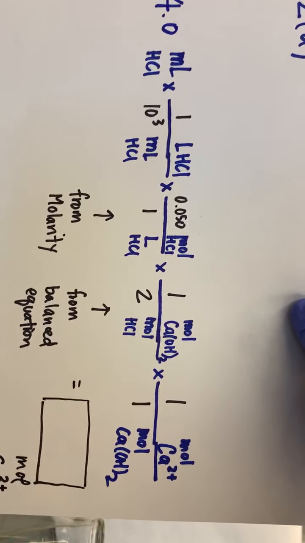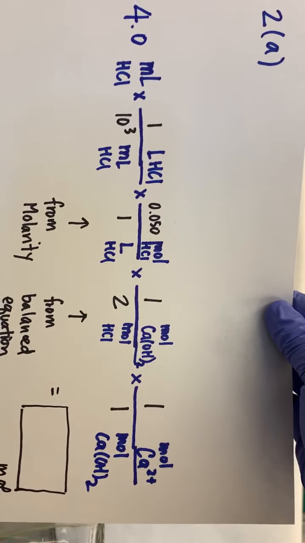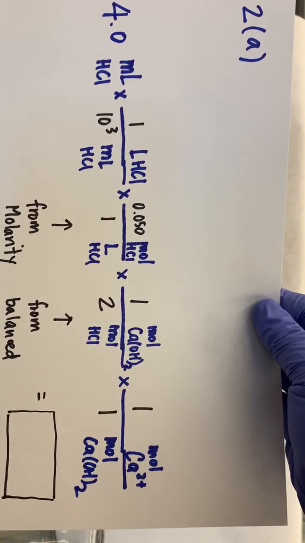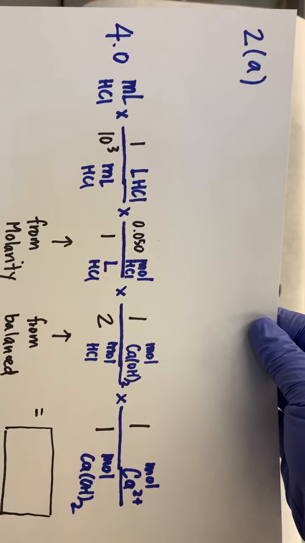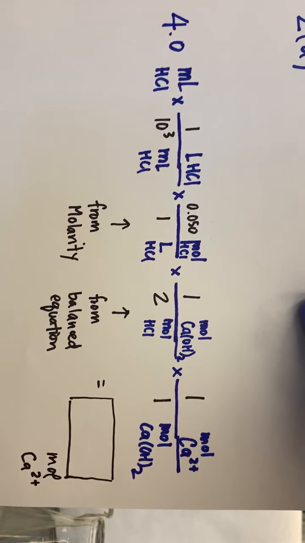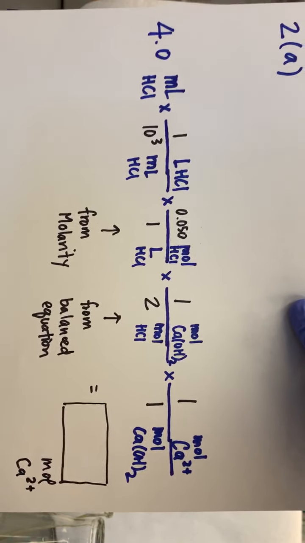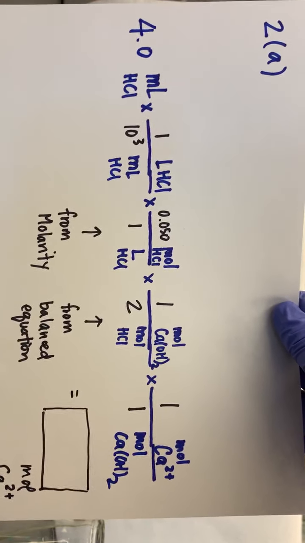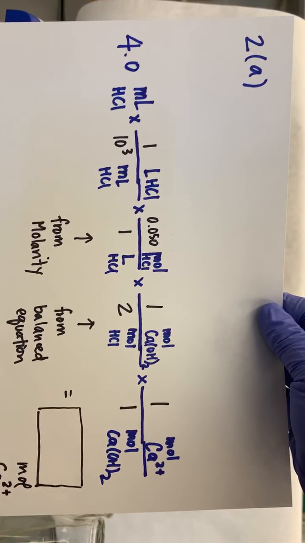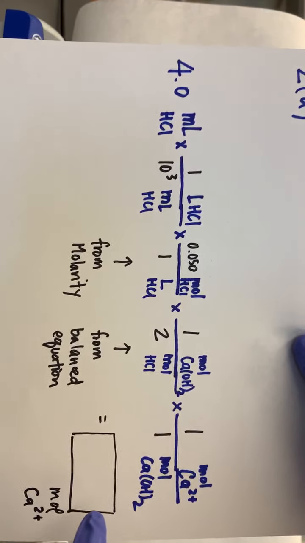And then from the molarity of the HCl, which we're titrating with in the burette, it is 0.050 moles per 1 liter of HCl. And from our balanced equation, which is in the background reading, you have 1 mole of calcium hydroxide reacts with 2 moles of HCl. And then last but not least, for every 1 mole of calcium hydroxide, there is 1 mole of Ca2+. This will get you the moles of calcium hydroxide.